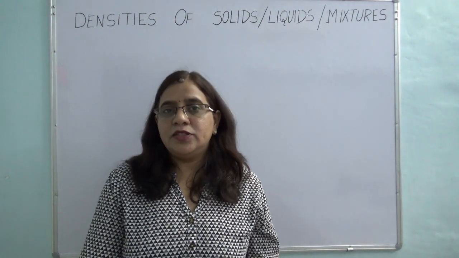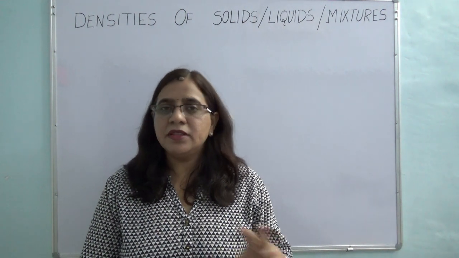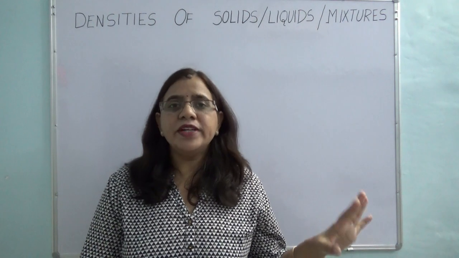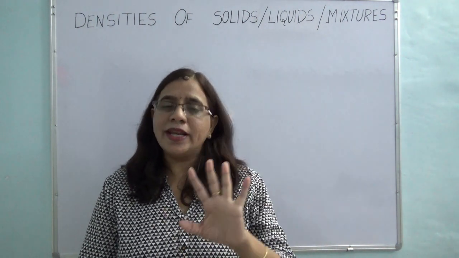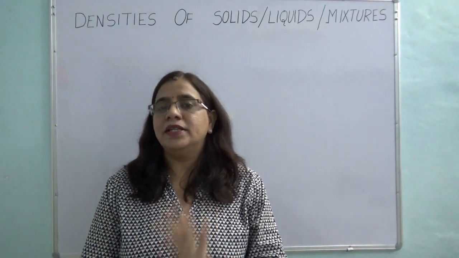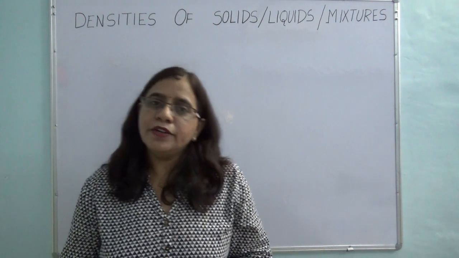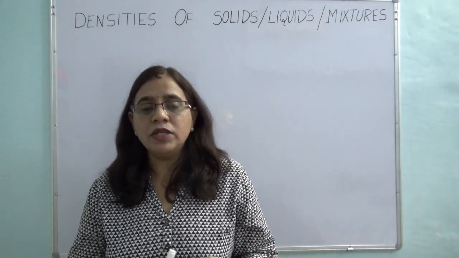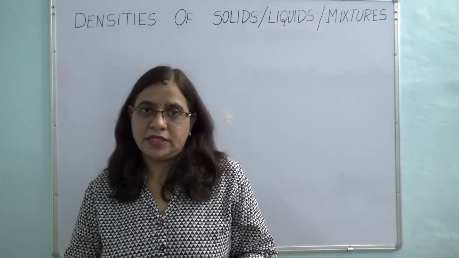You can go directly to the lab, take the material and measure its density experimentally. But the third method usually we don't go for. We usually try to either read it from the tables or estimate it using an empirical equation. Now since we have three different states of matter, solid, liquid and gas, one by one we will talk about how to estimate the densities of these three different states of matter.